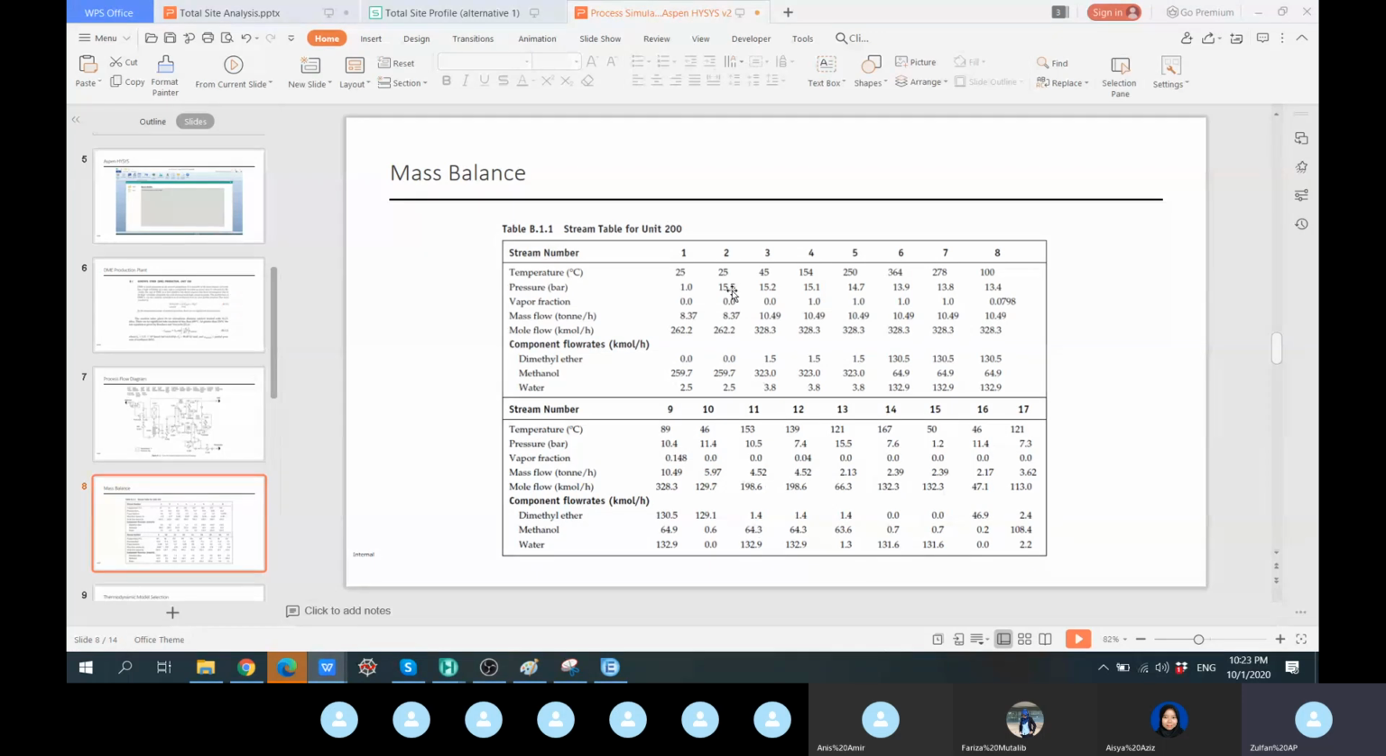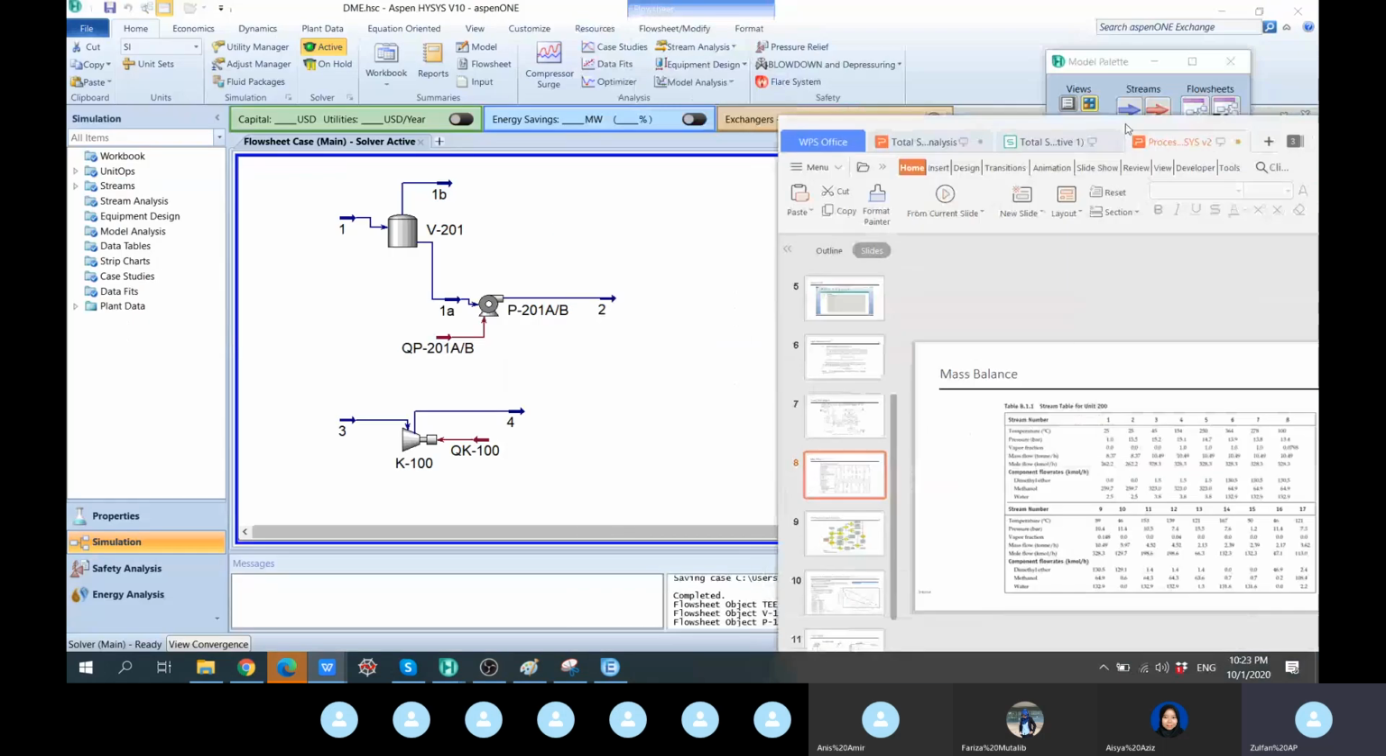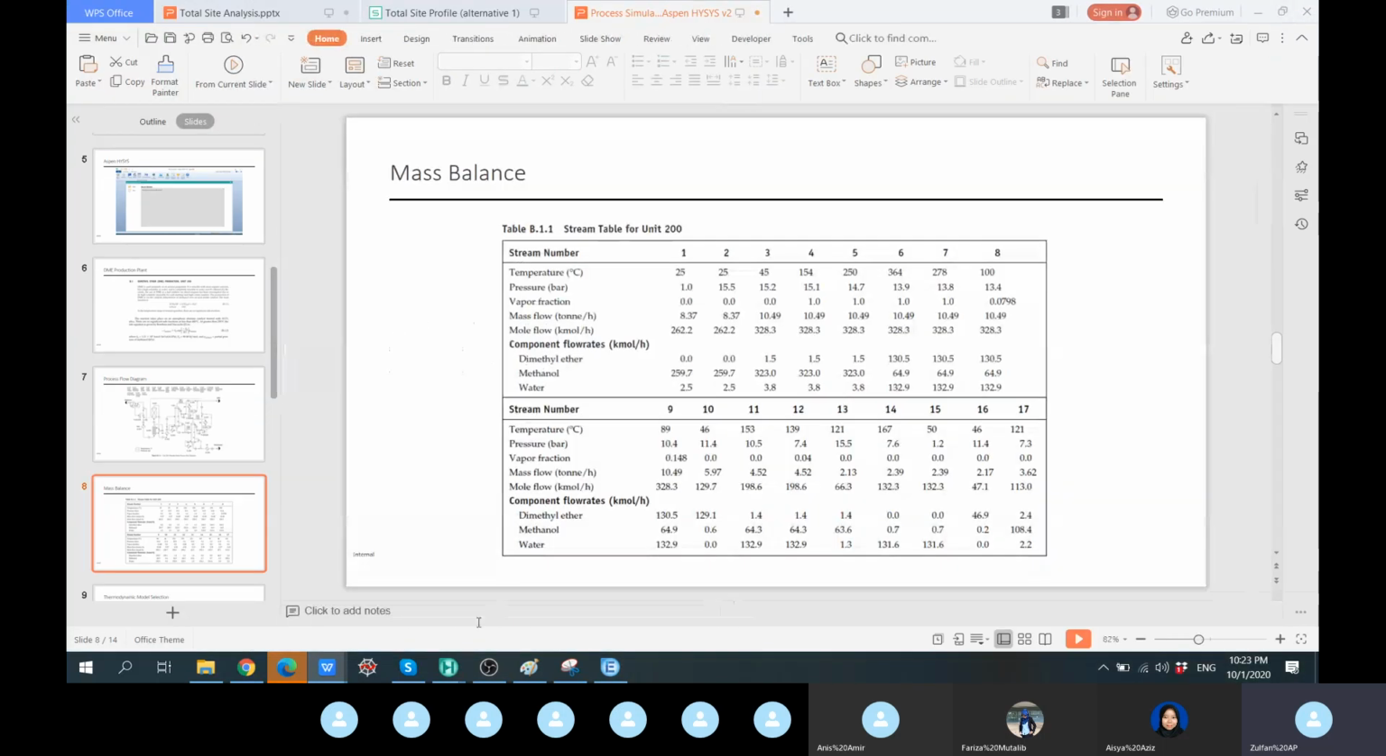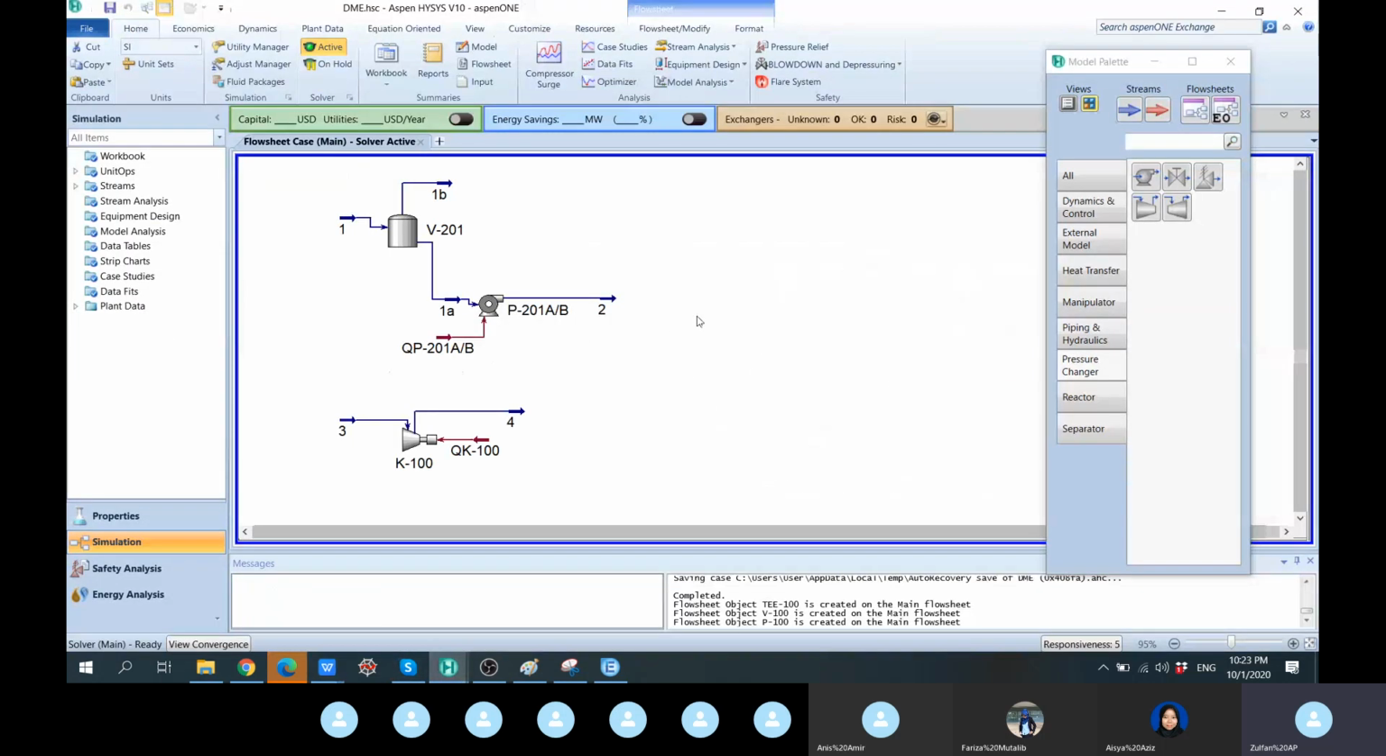What I often see from the students is, because they already have this stream table, they will specify temperature here, specify pressure, and then they also specify the flow rate, right? That's what they typically do, and obviously this will not converge by doing so. But now, since you understand what needs to be done, you understand why we put only delta P here and then the efficiency, and then it is solved.